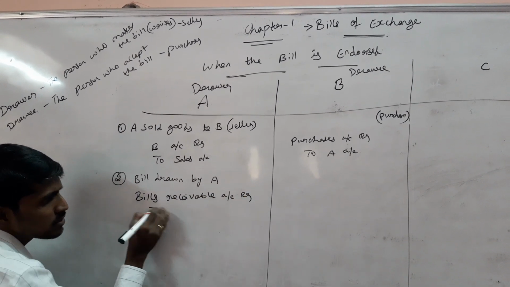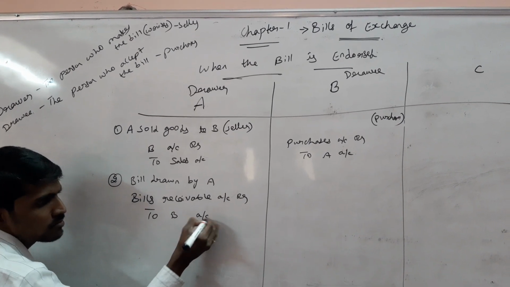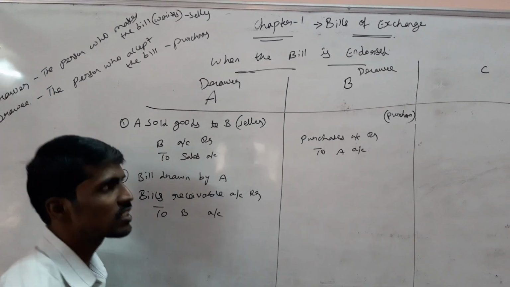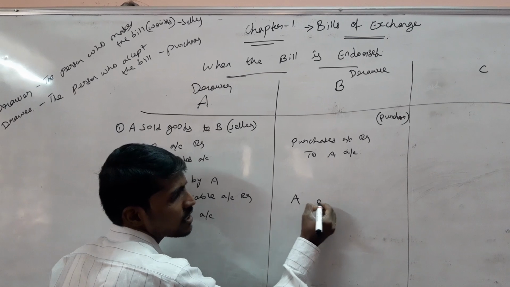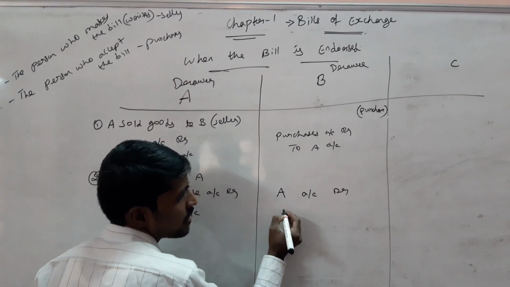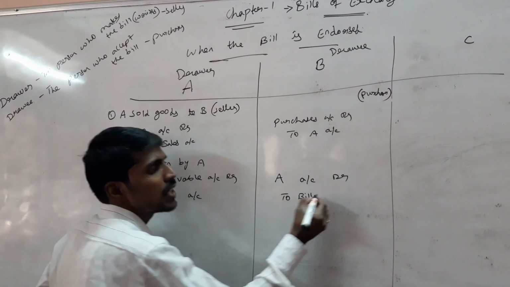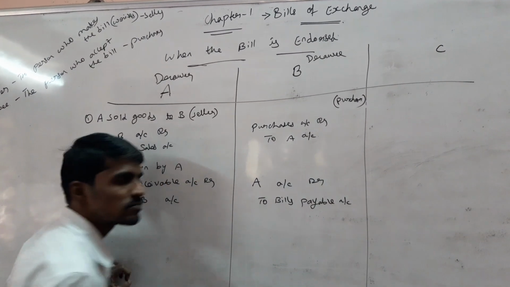Bills account debit to given account, B account. Means we know the personal rules. Receiver the debit and giver the credit. Who is giving? B is giving. Here receiver the debit. Who is receiver? A is receiver. A account debit to, he is not receiving, he is paying the bill. That is bills payable account.